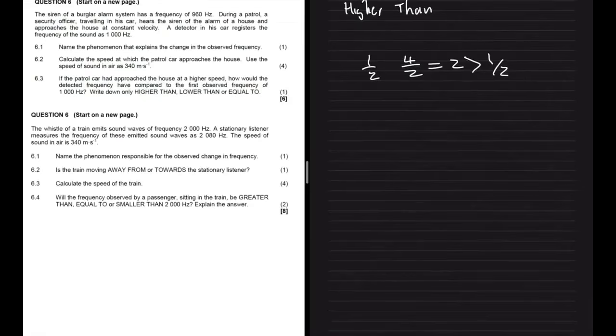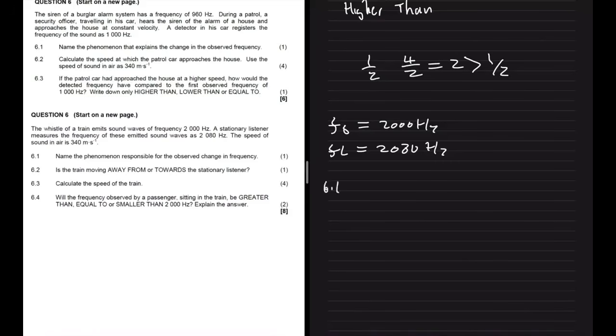Let's move ahead. Question 6. The whistle of a train emits sound waves of frequency 2000 Hz. So f of sound source is 2000 Hz. A stationary listener measures the frequency of these emitted sound waves at a frequency of listener 2080 Hz. So we can see that the frequency observed is greater than the frequency emitted.